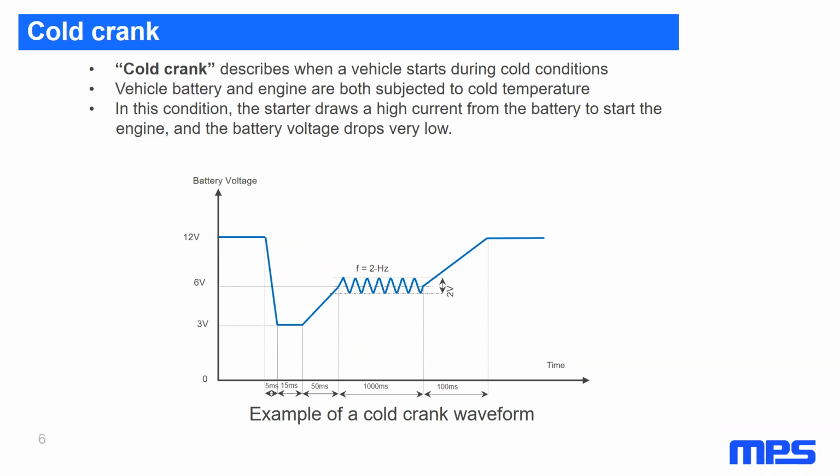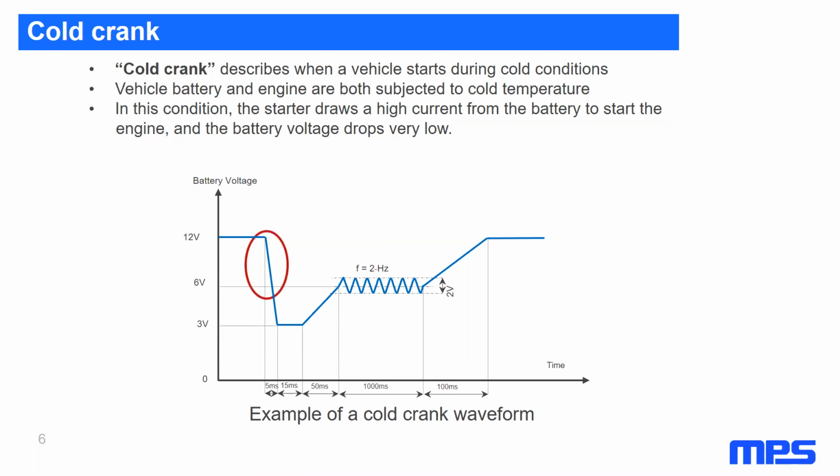Cold crank describes when a vehicle starts during cold conditions. This means the vehicle battery and engine both have been subjected to cold temperature for a period of time. During cold crank, the starter draws a high current from the battery to start the engine, and the battery voltage can drop very low. For some vehicles, it may drop to 4 or 5 volts, and for other vehicles, it can reach levels as low as 3 volts.